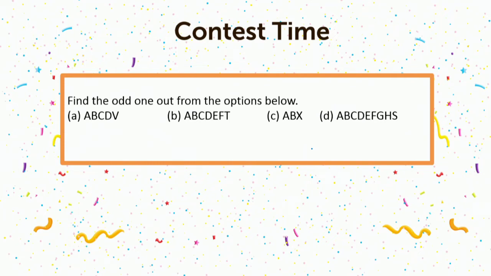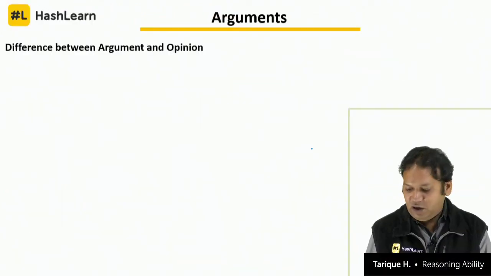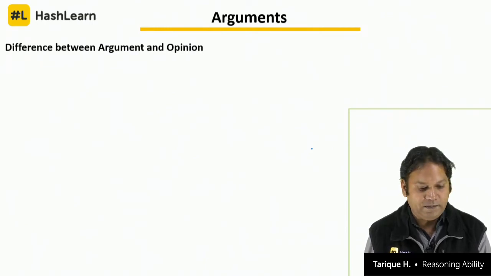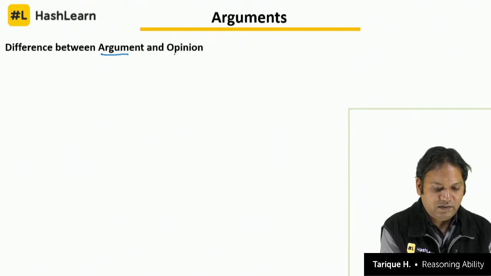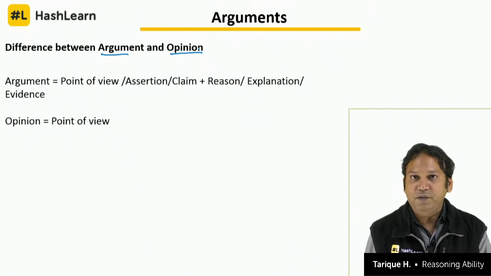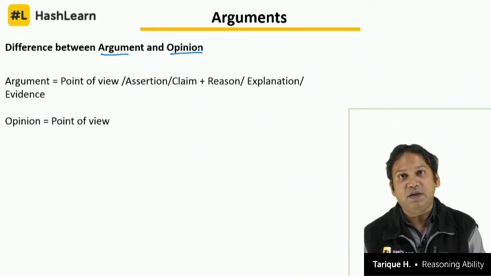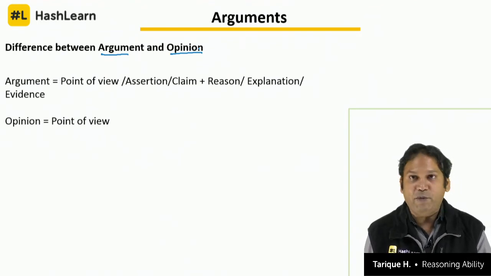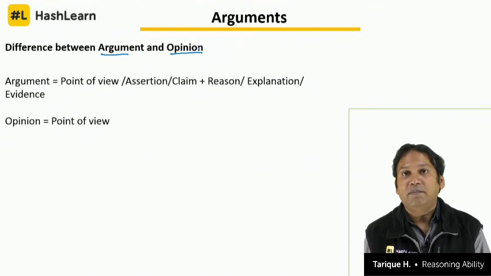Okay, alright. Now we will continue with the topic of arguments. First of all, we will quickly see what is the difference between an argument and an opinion. We have already seen that, so just a final touch on this. An argument is a point of view which is also called an assertion or claim. So you can say an assertion-reason question is also an argument question. It's not different. An assertion is a point of view or a claim, and a reason is the reason for that, and that becomes an argument. So an argument can be a point of view, an assertion, what you're claiming, plus a reason, explanation, or evidence for your claim.